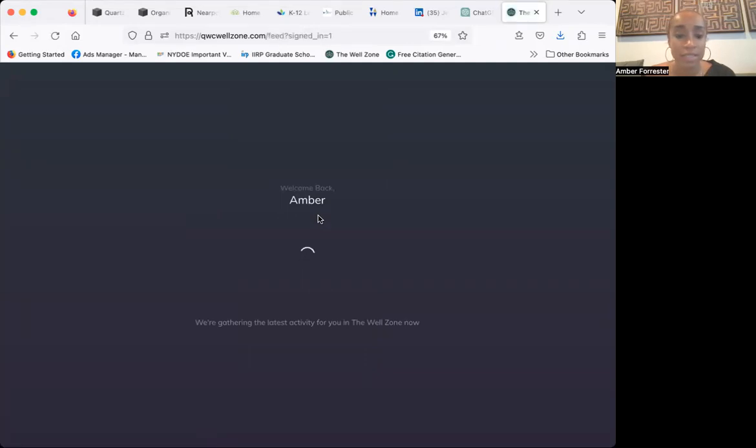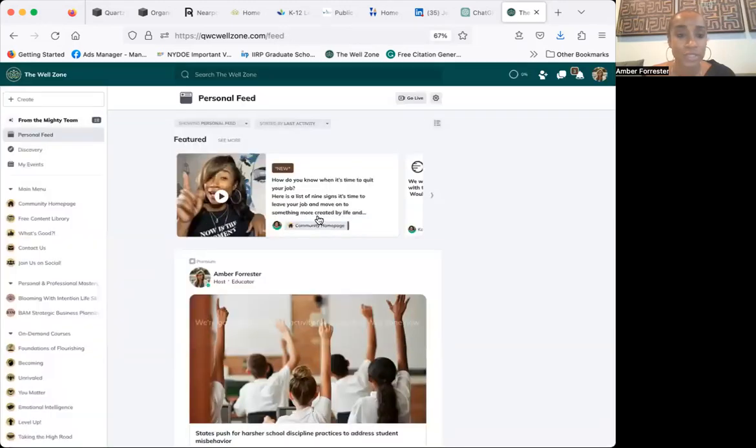So we're going to get logged in here. They're gathering the latest activity. And they've got it. It's moving a little slower than usual, maybe my computer. So this is what you see when you come in.